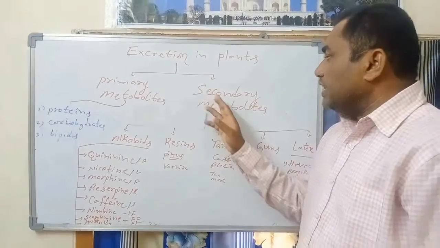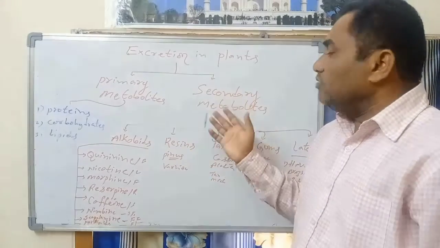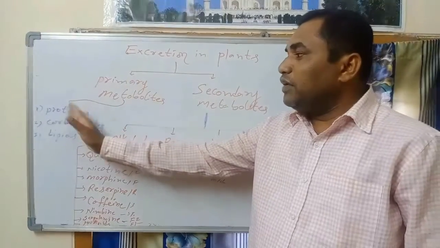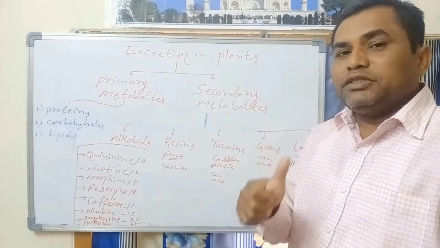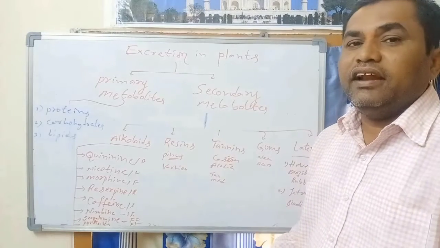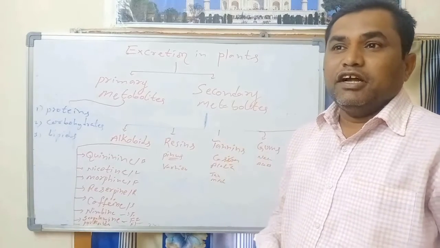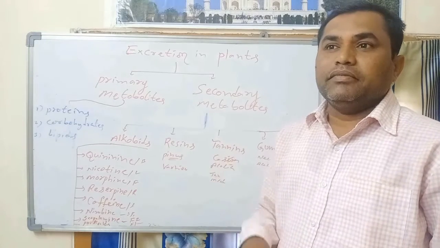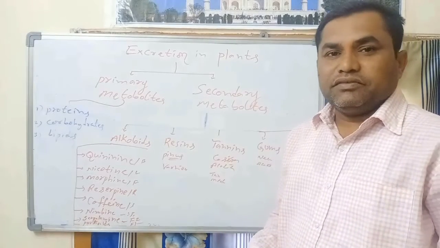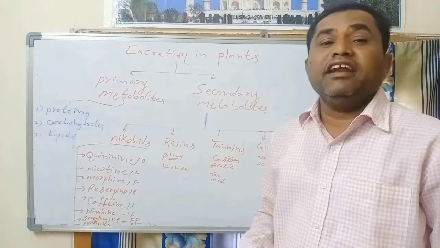Secondary metabolites. There may be innumerable secondary metabolites we can see. So why do plants produce secondary metabolites? Primary metabolites they produce for their growth and development, but secondary metabolites are produced by the plants for their protection. For example, some plants' leaves are bitter, so that no animal should come in contact and eat them. So they produce bitter metabolites so that they protect themselves. Maximum plants produce secondary metabolites for their protection.